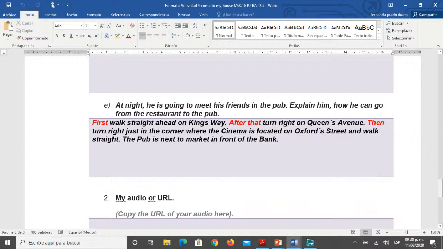So the answer will be like this. First, walk straight ahead on Kingsway. After that, turn right on Queens Avenue. Then, turn right just in the corner, justo en la esquina, where the cinema is located on Oxford Street, and walk straight. The pub is next to the market in front of the bank.